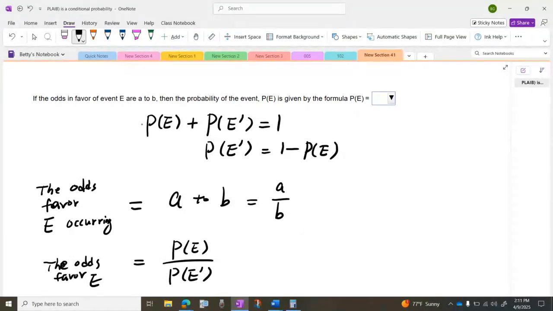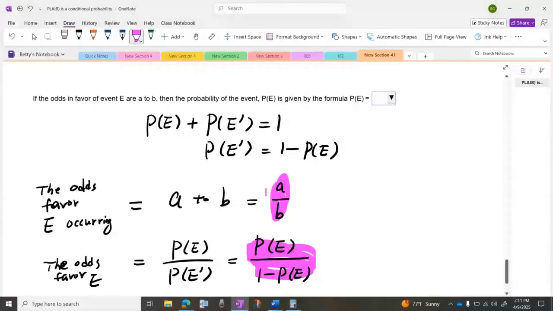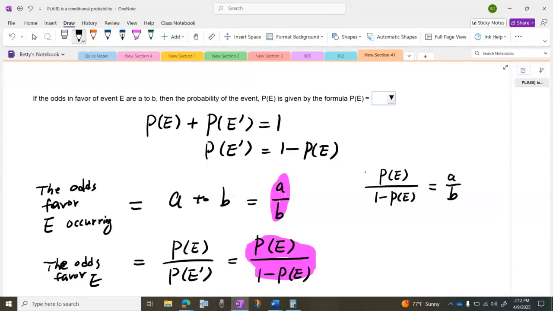The odds in favor of E would be P of E over P of E prime. And we are going to write P of E prime as 1 minus P of E. Now we can equate this part with this part, because they both represent the odds in favor of E occurring. So now we make them equal. We have P of E over 1 minus P of E equals A over B.